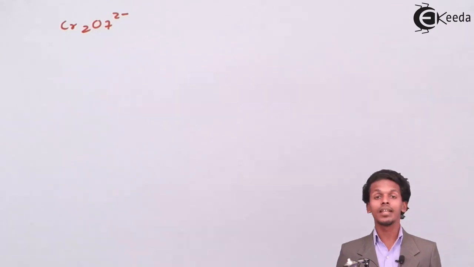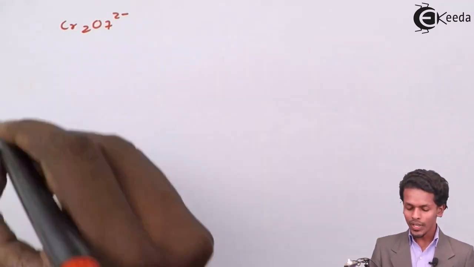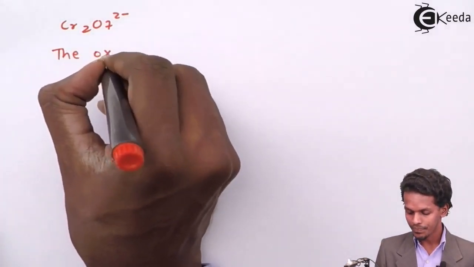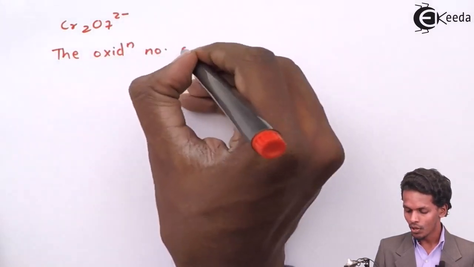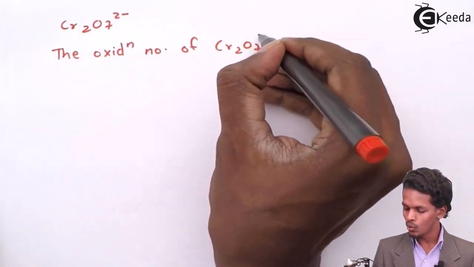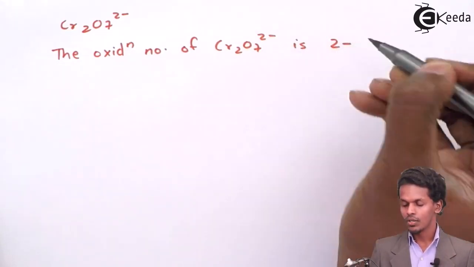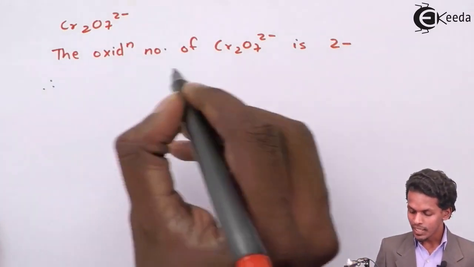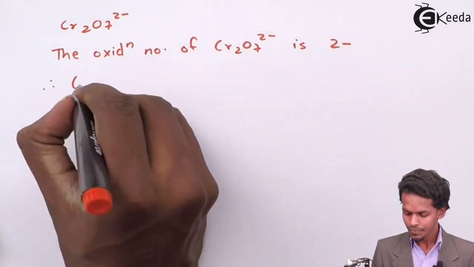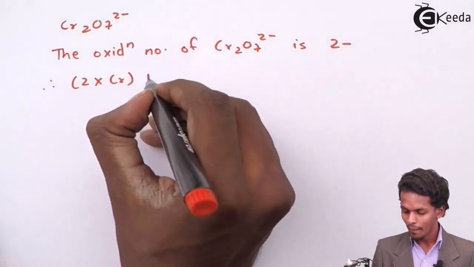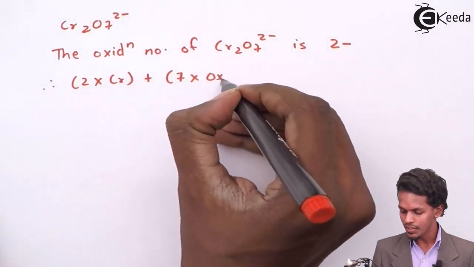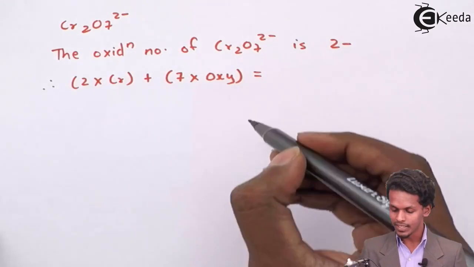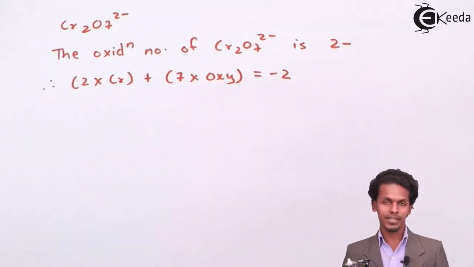In this case we have to calculate the oxidation number of chromium. So how can we calculate it? The overall charge present on Cr2O7 2 minus is 2 minus. Therefore the atoms present are 2 into chromium plus 7 into oxygen, which gives an overall charge on the molecule of minus 2.